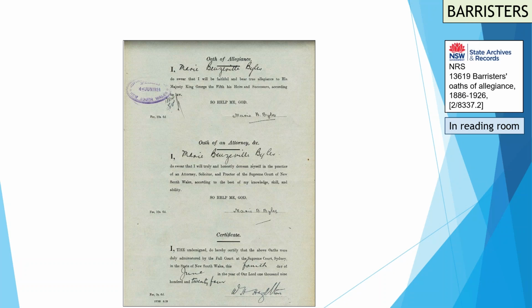Barristers, this is from an oath of allegiance, as you can see, and you can see a "So help me God" in the middle of the page, and a date at the top on the stamp. This is something that you can access if you do research in the reading room, in the volume on the right-hand side. It's all available. If you're wondering how these records are found, it's all available through Records A to Z.